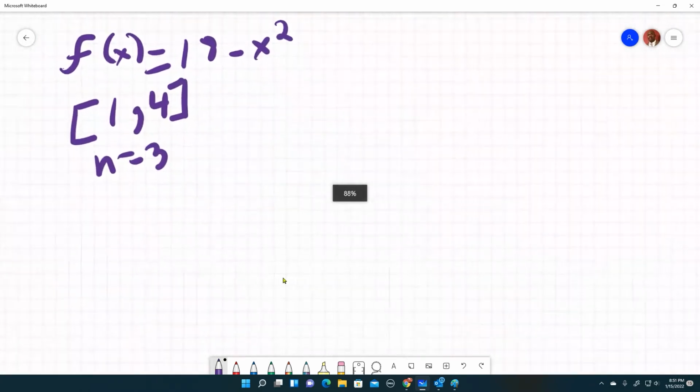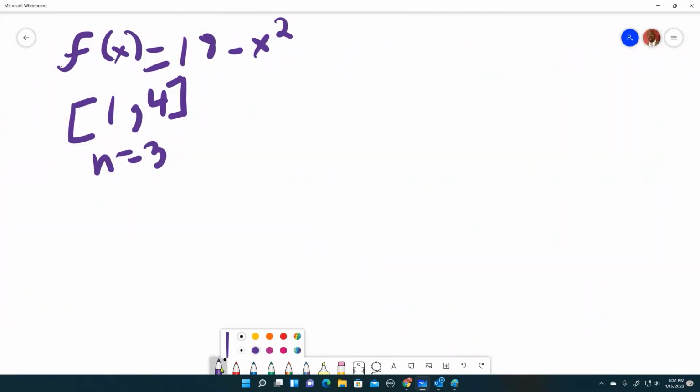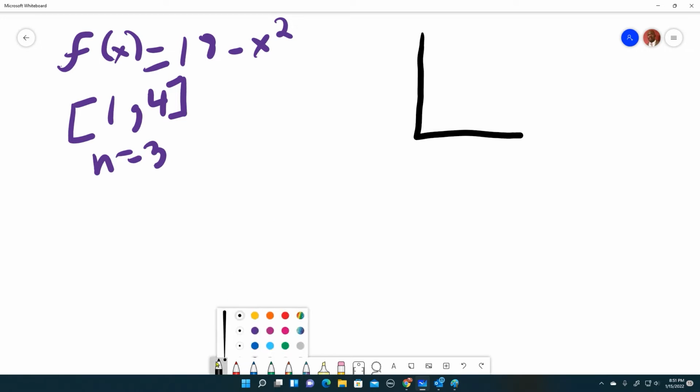Let's put back a sketch of the graph. So there's our plane. And there's the graph of f of x. And again, this x-intercept right here is at the square root of 18, so it's a little more than 4. So 1, 2, 3, 4.